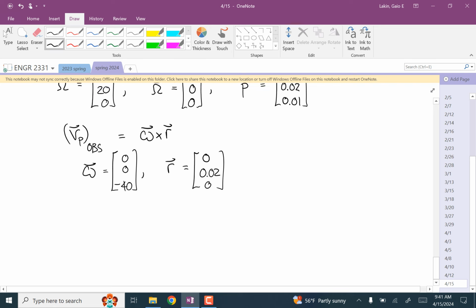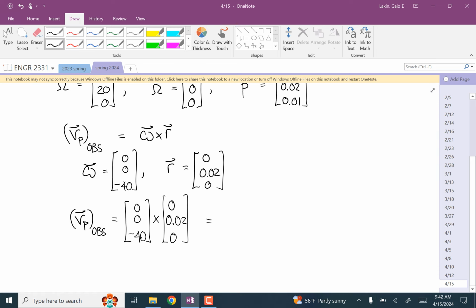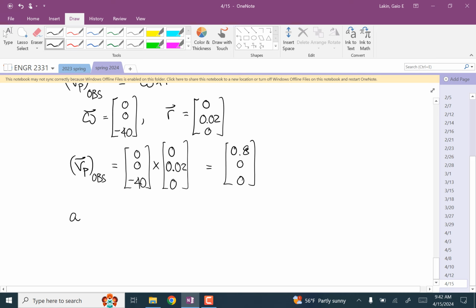Now we can plug these in, and the velocity of P observed is 0, 0, negative 40, crossed with 0.020, and you get positive 0.800, I think. And now we'll do it for the observed acceleration.